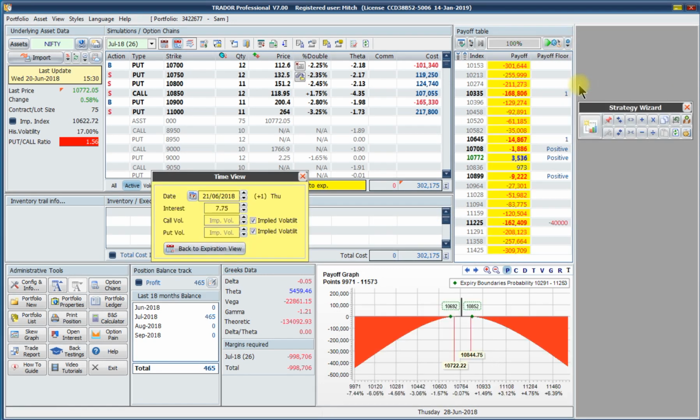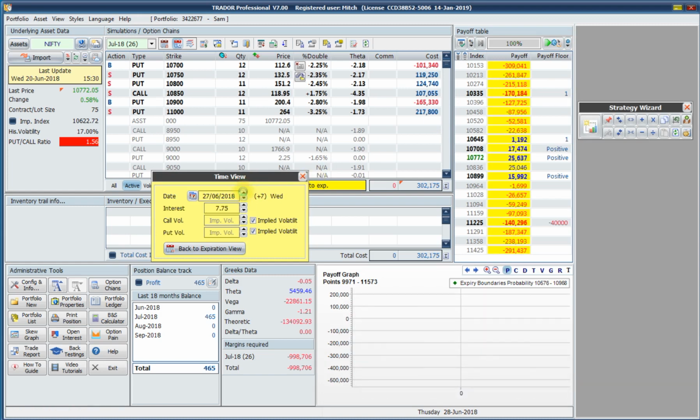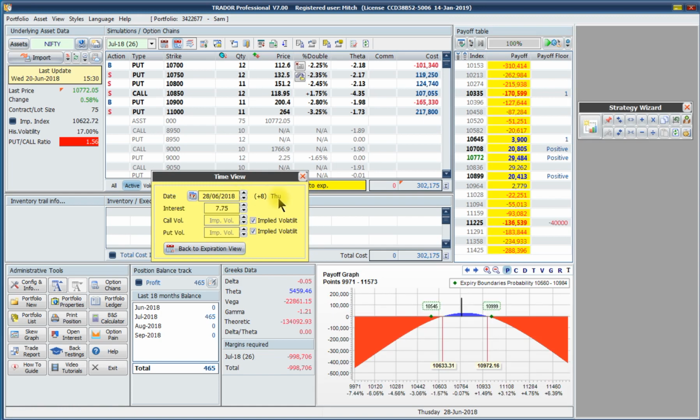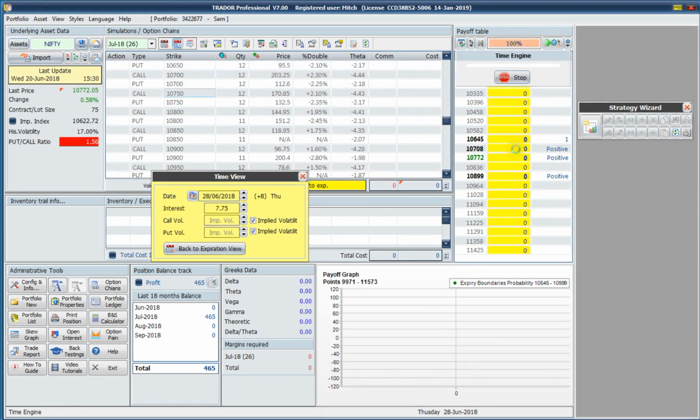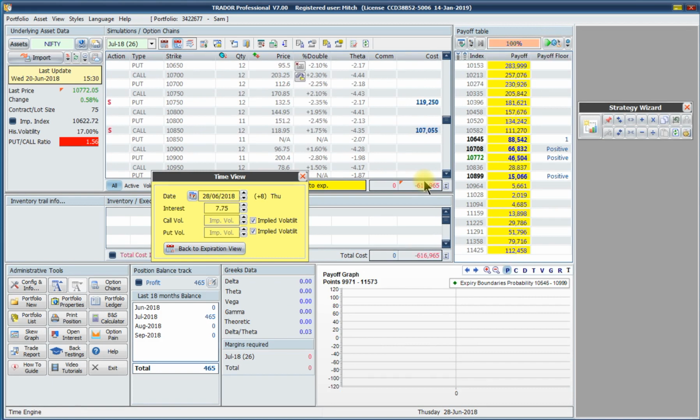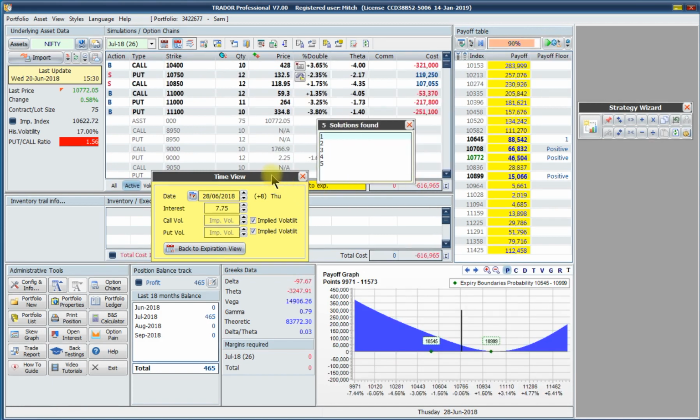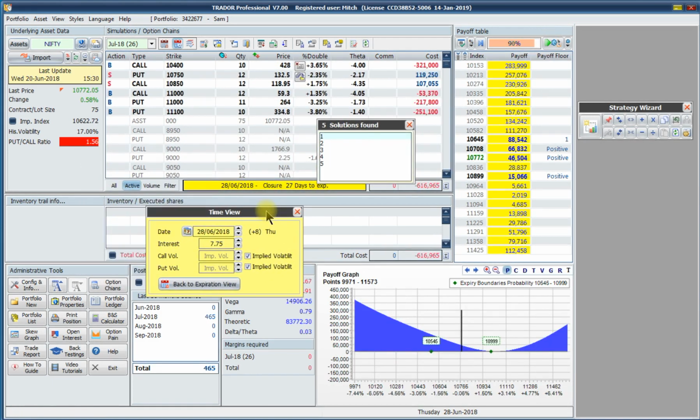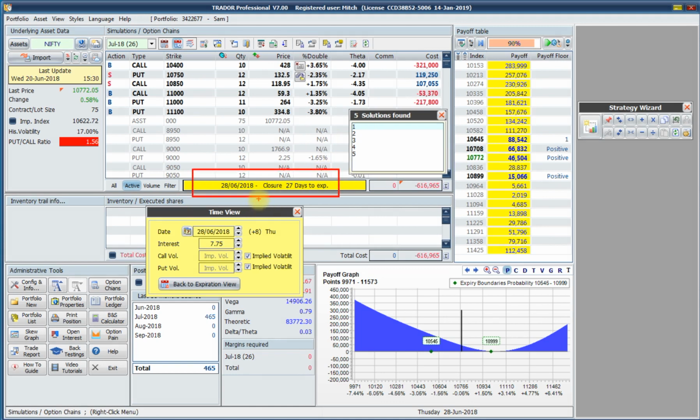The time engine switches Trader's mode to time view, which strongly supports creating and maintaining time decay positions. Definitions are made both on the yellow parameters panel and the payoff floor. It's important to define the tested date for position closing.